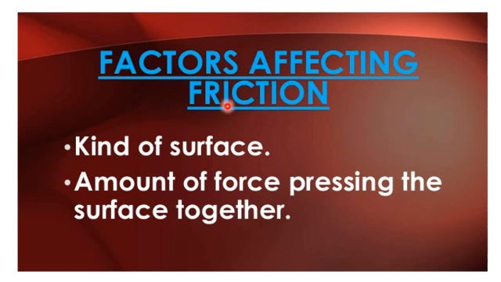Factors affecting friction. Now we will discuss factors that affect friction. Number one, kind of surface. The surface is smooth or the surface is rough. It means the kind of surface will affect friction. Number two, amount of force pressing the surfaces together. Force is also a factor that produces friction. Kind of surface, and amount of force pressing the surfaces together.